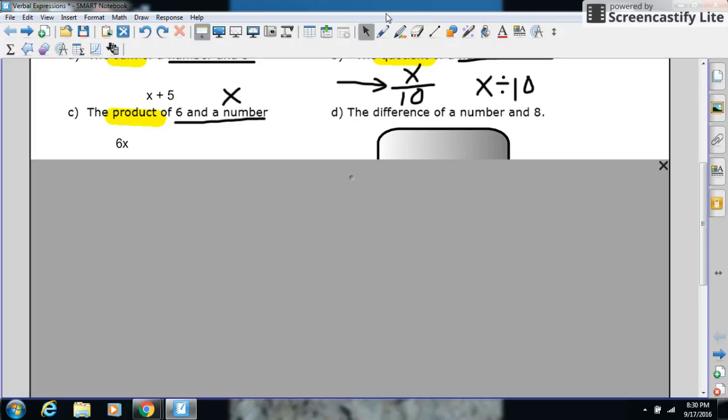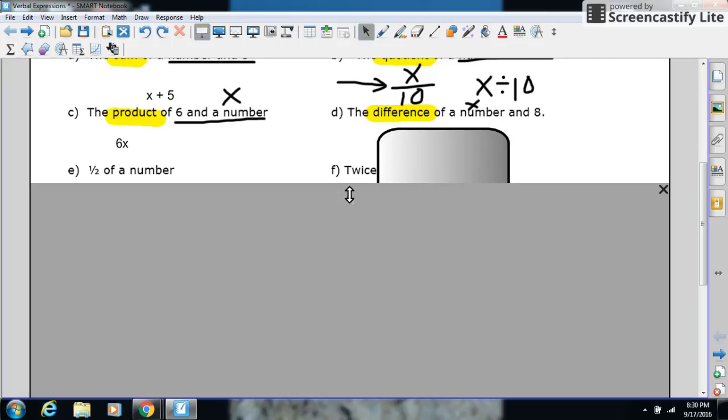The difference of a number and 8. Look at your sheet. You're going to circle or highlight the word difference. Difference tells you you're going to be subtracting. A number and 8. A number is x because it's an unknown or a variable. So if we're asked to find the difference of a number and 8, we would say x minus 8. All right. A couple more to go.